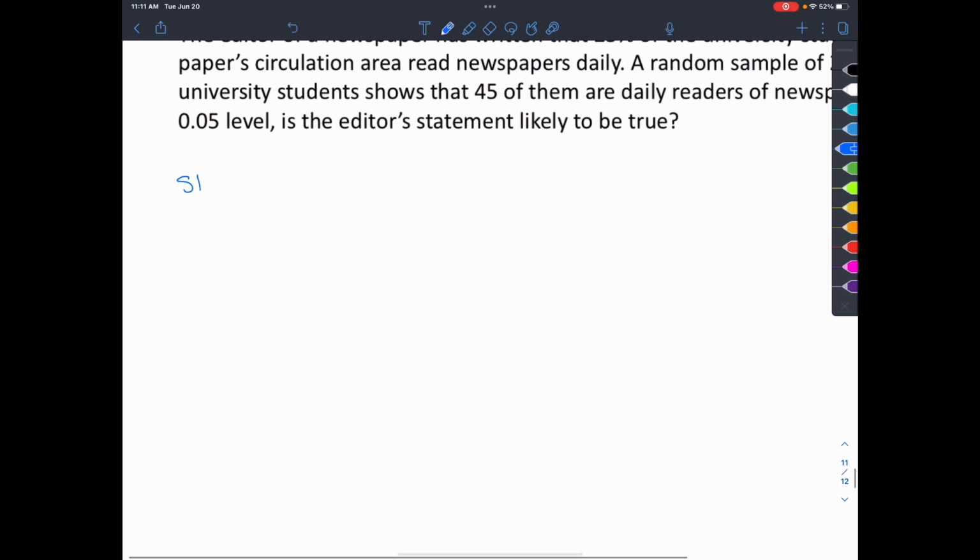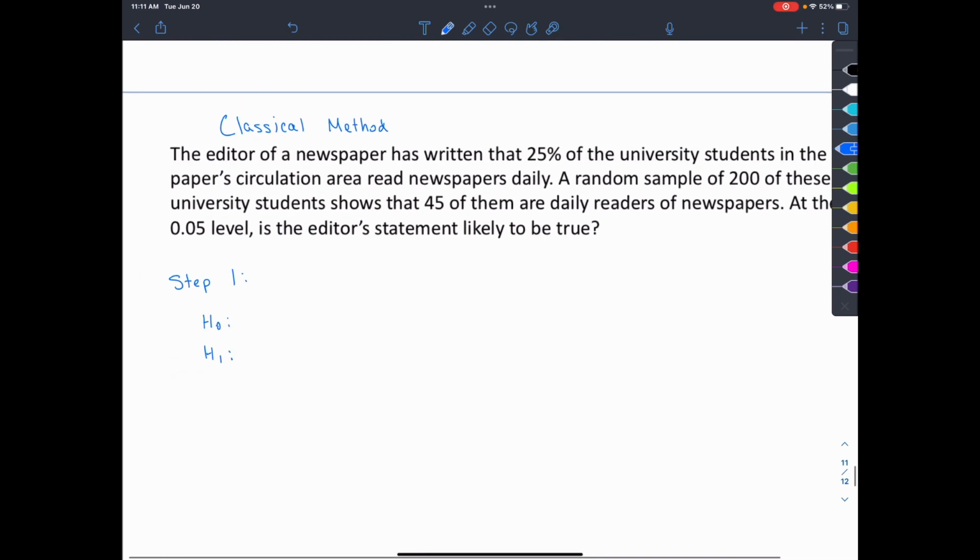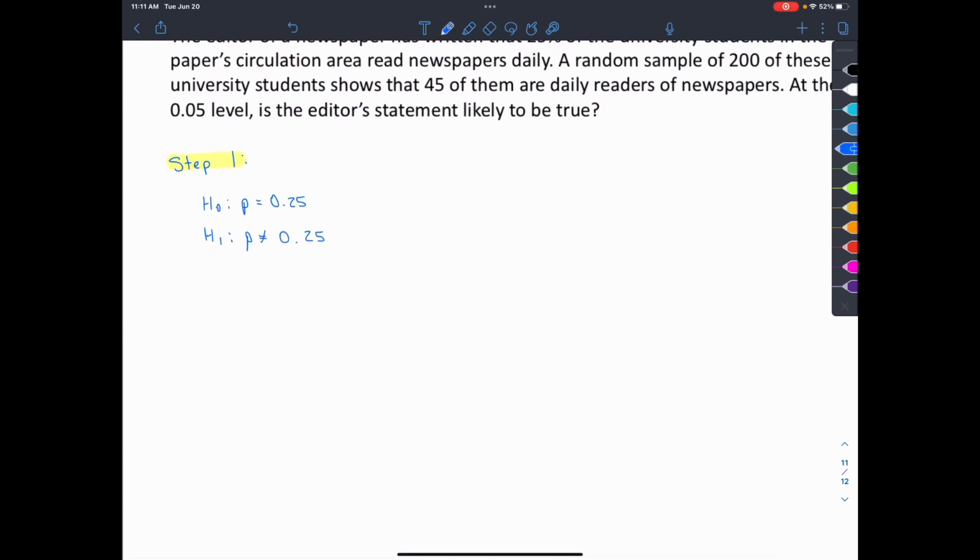So step one is always what are our hypotheses, so our null and our alternative. Our null is that the proportion is equal to 0.25. And the alternative is that it's not going to be equal to 0.25. Looking at this, you can tell it's going to be two-tailed because there is a not-equals. It would be one-tailed if there were a greater than or less than symbol right there. In this case, there isn't, so it's going to be two-tailed.